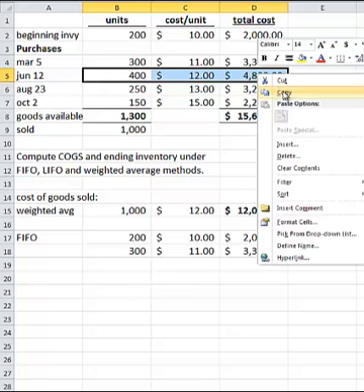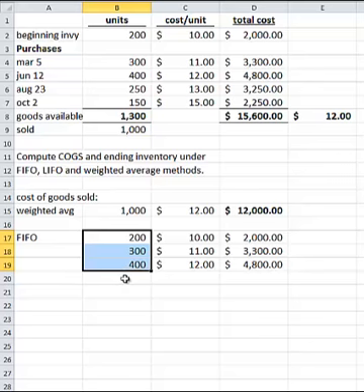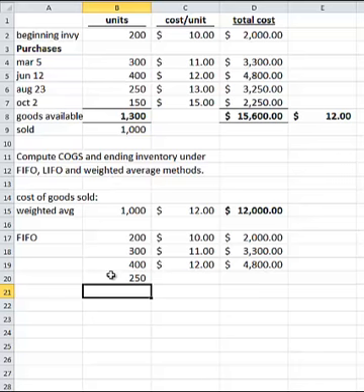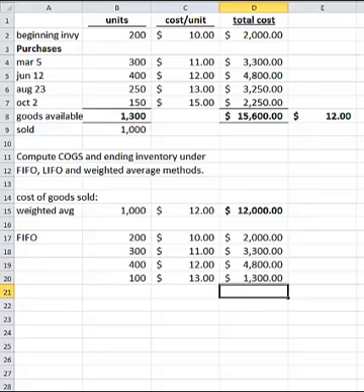Let's pull another layer. Now I've accounted for 900, so I only need another 100 from the next layer. The next layer has 250, but I only need 100 from it. And the cost of that layer, 13. So the cost of goods sold under FIFO is 11,400, and that's lower than the weighted average. Why is that? Because I'm assigning the cost from the earlier layers, which in this case happen to be lower cost.